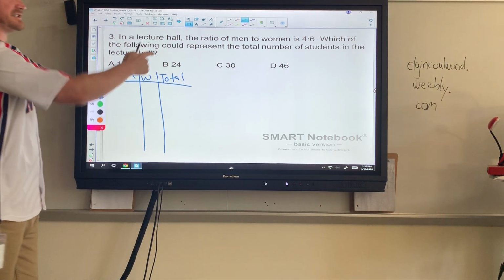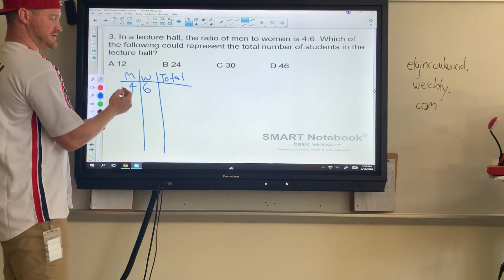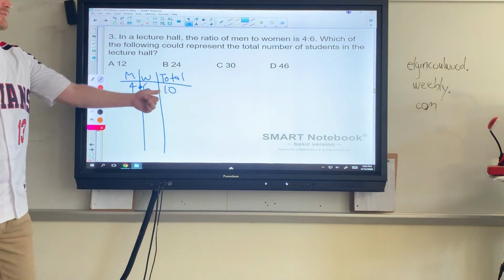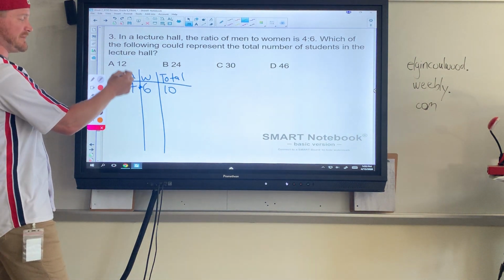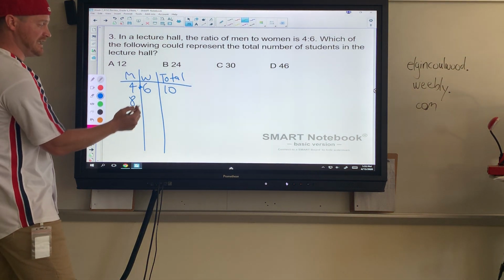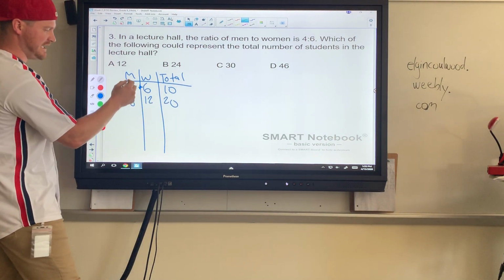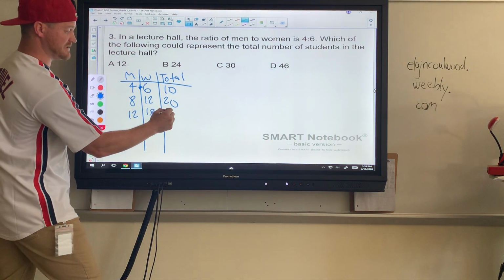Well, in the ticket it tells us there are 4 men for every 6 women. So total 4 plus 6 is going to be 10. So again, we're looking for a multiple of 10. If you don't remember how to do this from the last slide, we're counting by 4s over here, so that'd be 8. Count by 6 over here, that'd be 12. And 8 plus 12 is 20. Count by 4s, you get 12 plus 18 is 30.